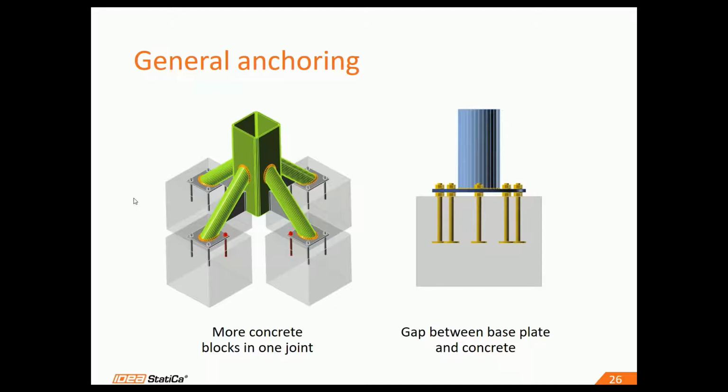but this should be only an example that it is possible to anchor or to use more concrete blocks in one joint, and they also can be in either direction. So you can use the vertical anchoring and also the horizontal anchoring in one connection. And it's not displayed here, but it's also possible to anchor more members into one block. So this is also possible. As I mentioned before, you can also model the gap between the base plate and concrete.